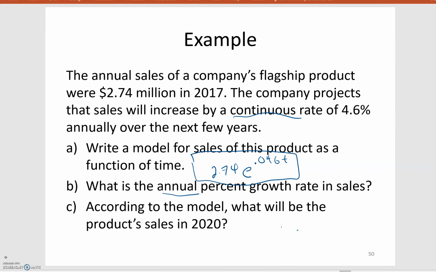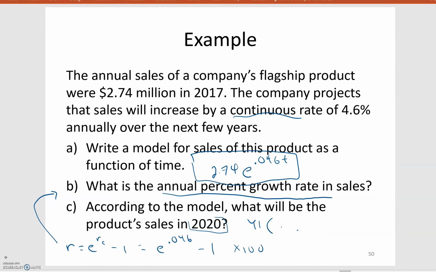And our annual percent growth rate, that's converting from RC to R. So again, our formula is e to the RC minus 1. So that's e to the 0.046. Figure that out and then subtract 1 from it and then multiply it by 100 to get the percent. That'll give us the answer for part B. And then for part C, according to the model, what will be the product sales in 2020? We're just going to evaluate the model here. 2020 is 3 years after, so we would just be evaluating Y1 at 3.